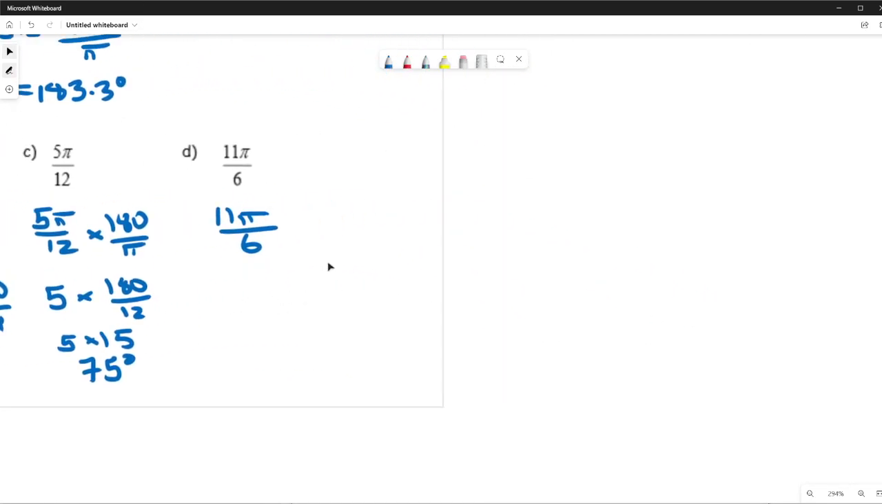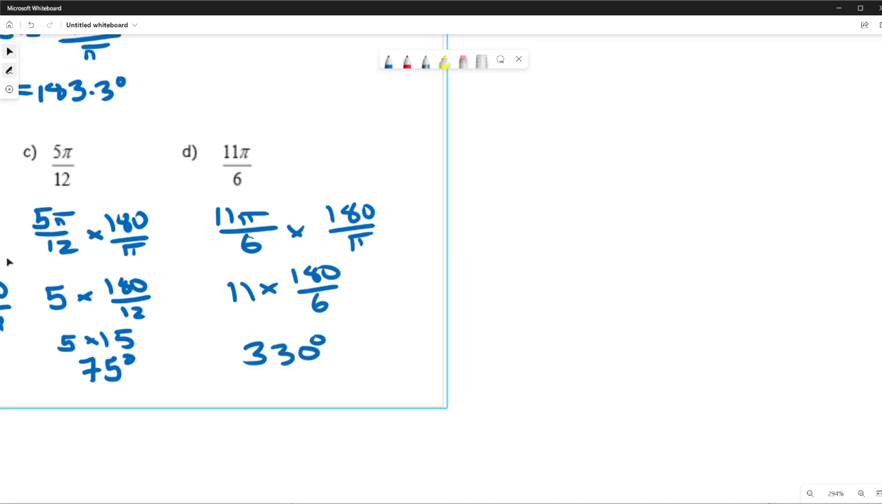Gradually getting the hang of this thing. Okay, so here... sorry, not multiply. Multiply. Okay, 180 over pi. Similar sort of thing. 11 times 180 over 6. 180 over 6 is 30. 11 30s is 330 degrees.